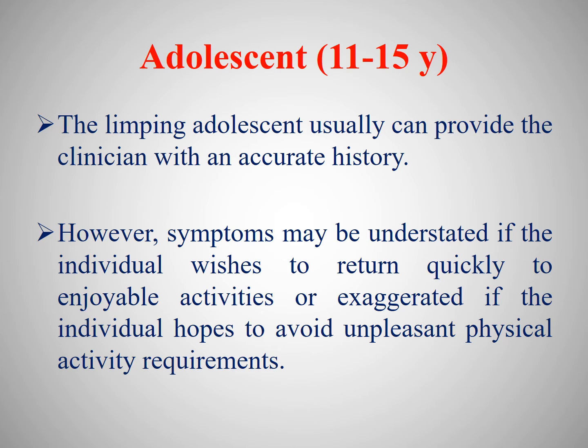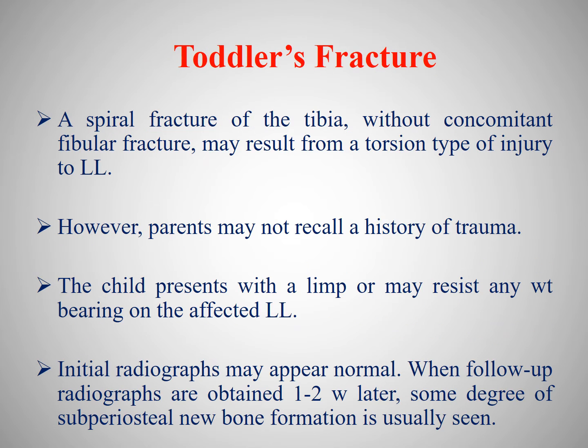However, symptoms may be understated if the individual wishes to return quickly to enjoyable activities, or exaggerated if the individual hopes to avoid unpleasant physical activity requirements. Toddler fracture is a spiral fracture of the tibia without concomitant fibular fracture. It may result from a torsion type of injury to the lower limb, a torsion or twisting injury. However, parents may not recall a history of trauma.